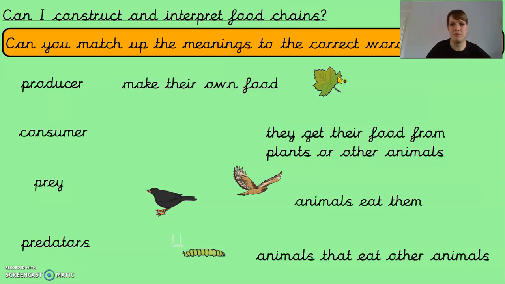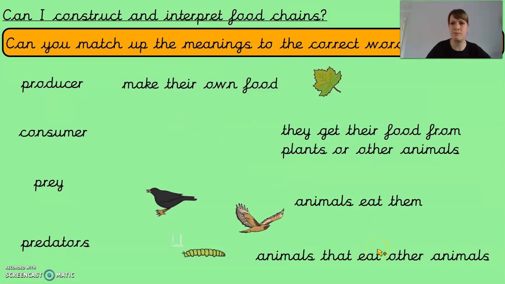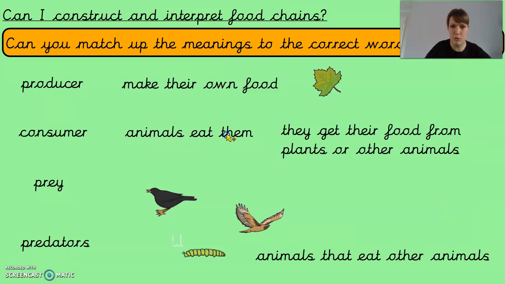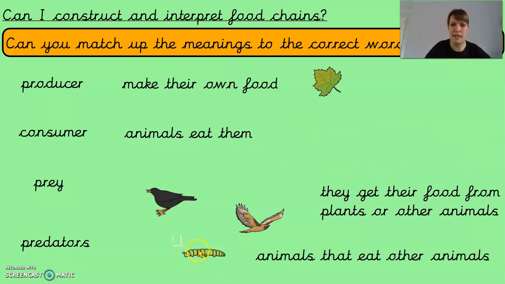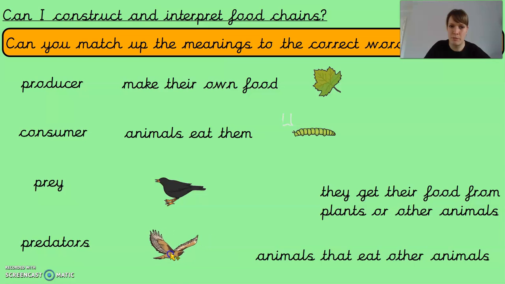So consumers. They are animals eat them. Okay. Animals eat consumers. And the consumer I can see here is this little caterpillar. Okay? So we've got to do prey and predators. So let's do prey. Prey and predators, they can kind of be the same thing. It's sort of predators go after the animal and they eat the animal. So that means it's the prey. And this blackbird here is the prey for this eagle. Okay, so this eagle is your predator seeking out food, seeking out the blackbird, and that's his prey.